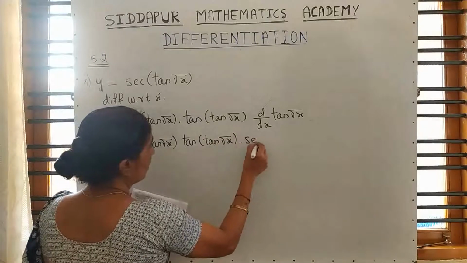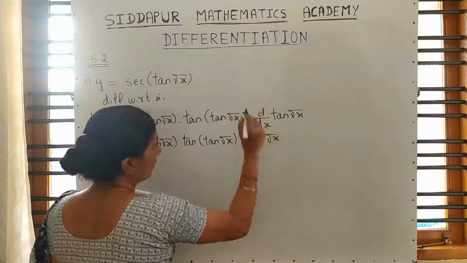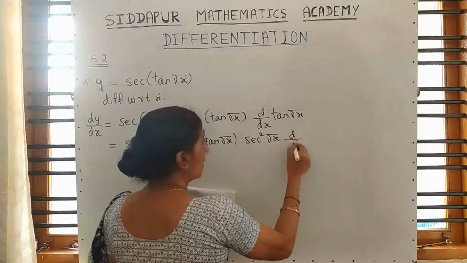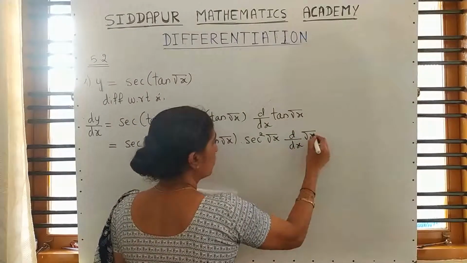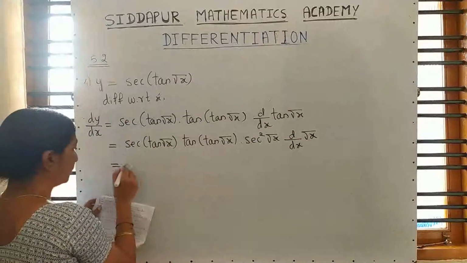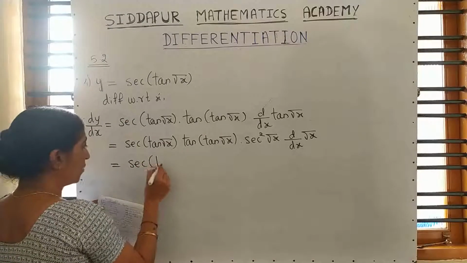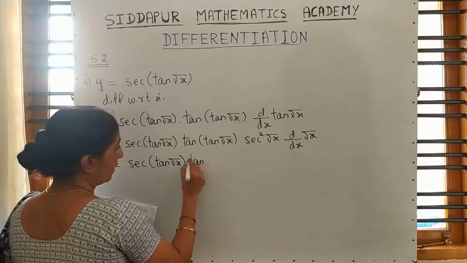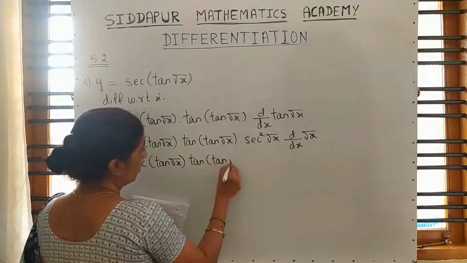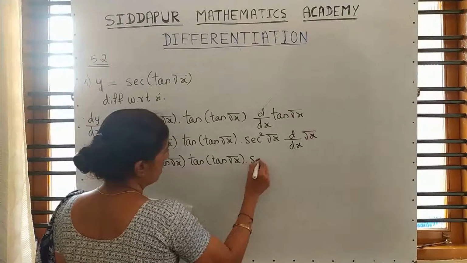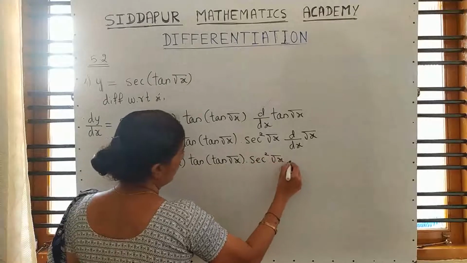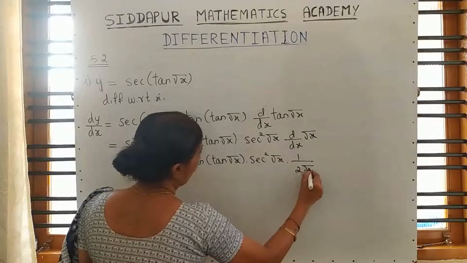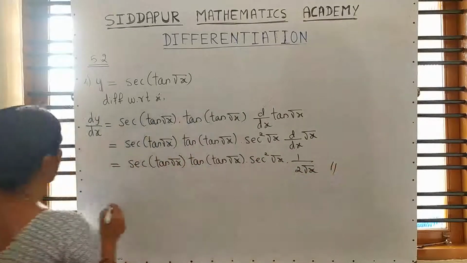differentiation of tan is secant square of root x, and its angle is again other than x, so differentiate that also. Sec of tan root x, tan of tan root x, secant square root x, differentiation of root x is 1 by 2 root x. Next question.